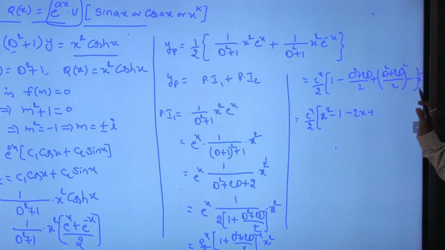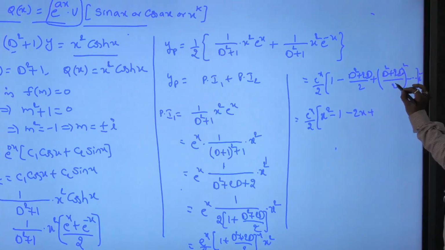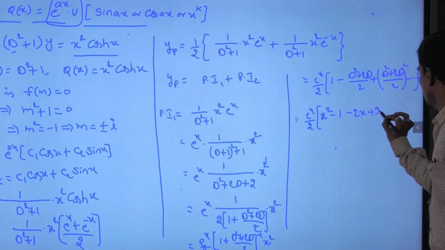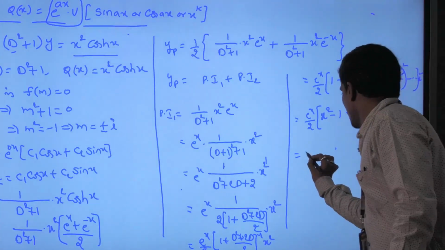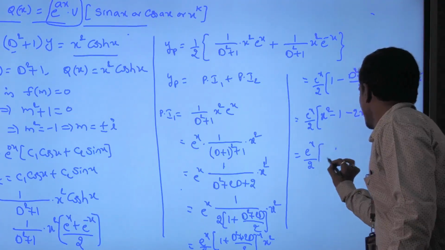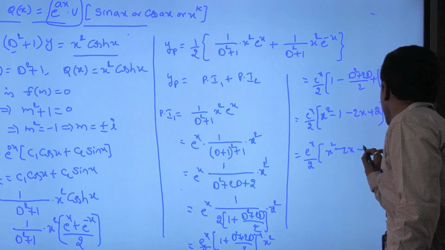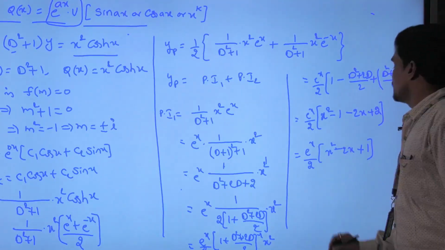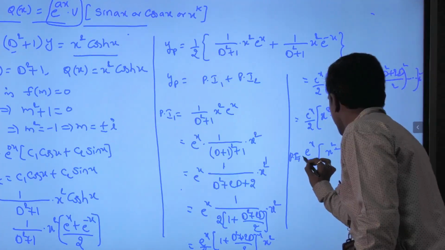plus, now here after expansion we get D⁴, D³ and D² terms. Here we have to take only D² terms. So here we get 4D² by 4. 4D² by 4 is D². D² of x² is 2. Right, so now we get e^x by 2 into (x² minus 2x plus 1). This is PI1.